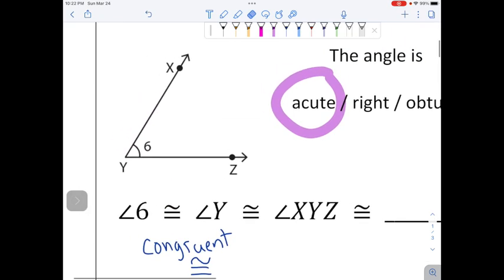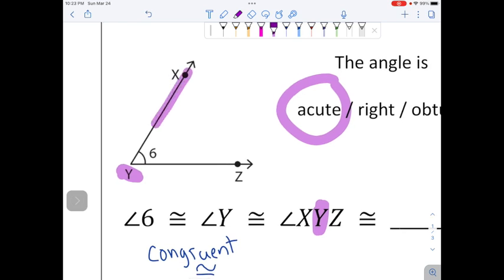This is one of my favorite ones. We can call it XYZ. Notice that the Y is in the middle because Y is going to be in the middle of these 3 points when we trace them, starting at X to Y to Z. Right? See how we have that angle now traced? So that's the 3rd way.